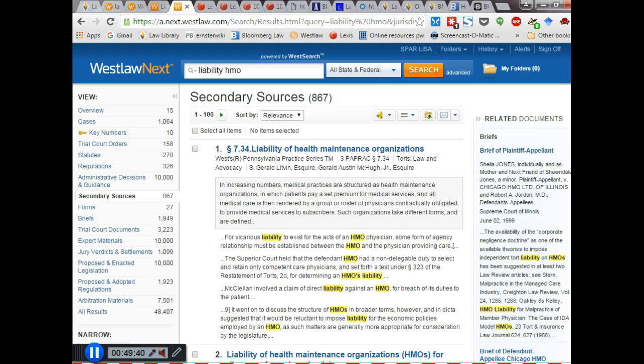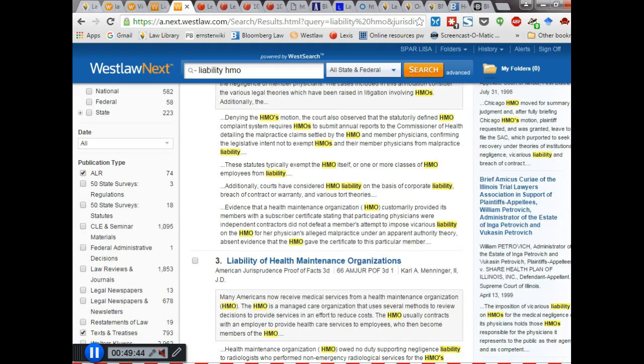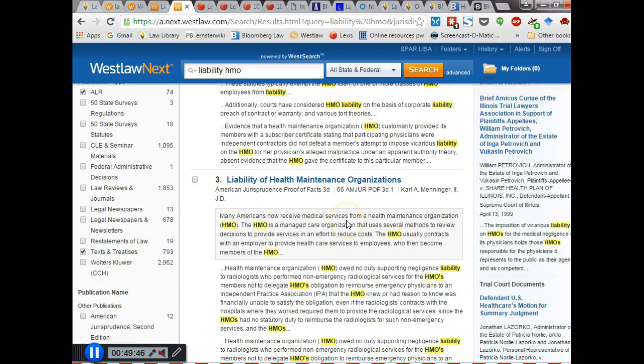And so here we see actually what our Proof of Facts group found, the liability of health maintenance organizations. Okay, any questions?